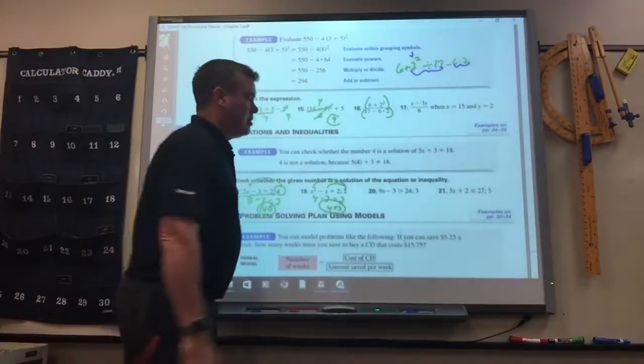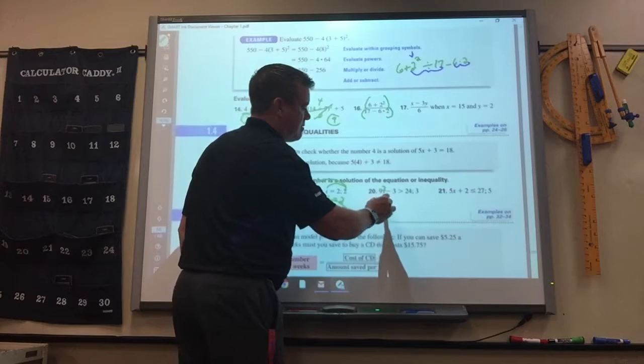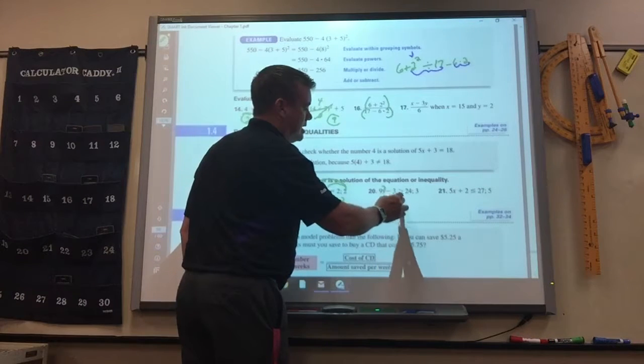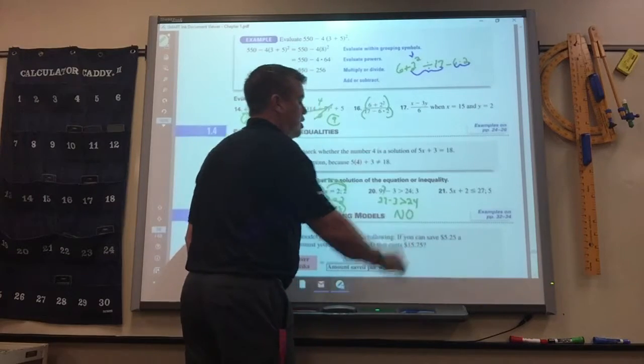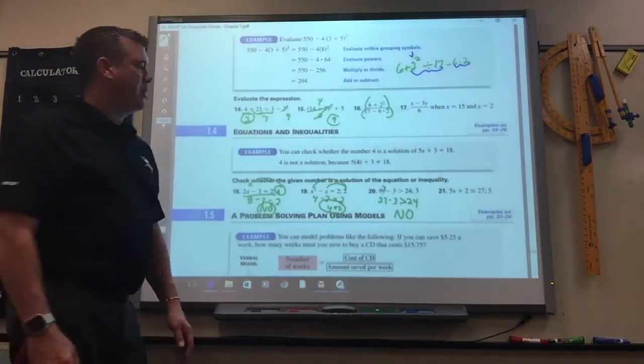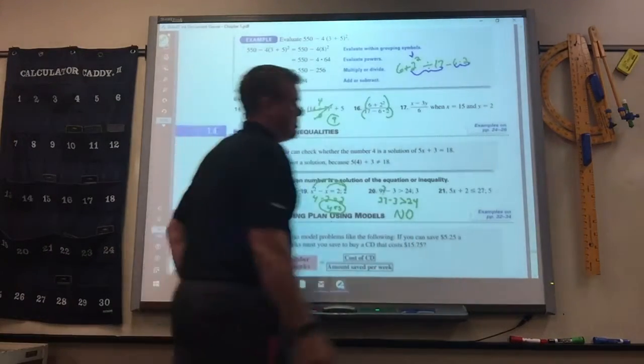Inequalities, you do the same thing. Put 3 in here. 9 times 3 is 27. Minus 3, is that greater than 24? Yes. No. No, it's equal to. If they would have had the equal to sign underneath, then it would be yes.